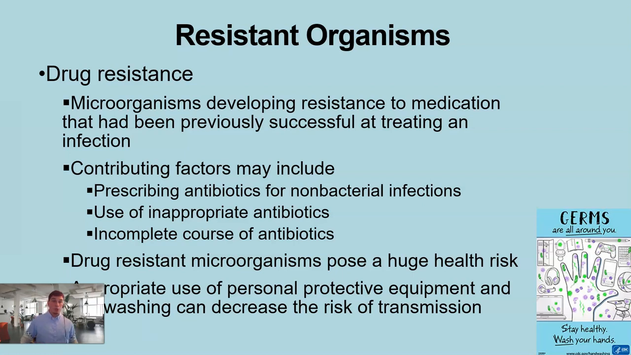Resistance is observed for the community and hospital-acquired infections. Microorganisms that have developed resistance in the hospital setting include what we talked about earlier: MRSA, methicillin-resistant Staphylococcus aureus, VRE, C. diff, or Clostridium difficile are other examples. Many factors contribute to the resistance, including prescribing antibiotics for non-bacterial infections, use of inappropriate antibiotics for the infecting microorganism, and incomplete courses of antibiotics.